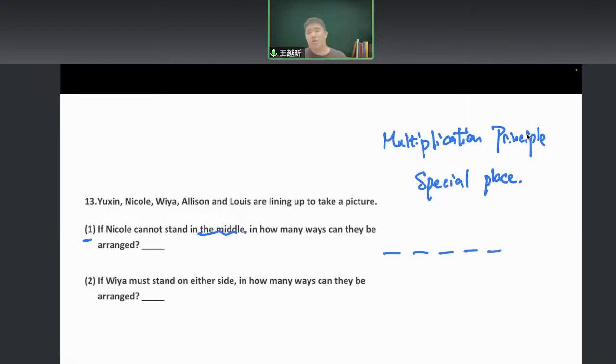At each place, you need to think about how many choices you have. So for the middle place, you only have 4 choices because Nicole cannot stand in the middle. Then we move on to the other positions. How many choices do you have in the first position? You have 4.